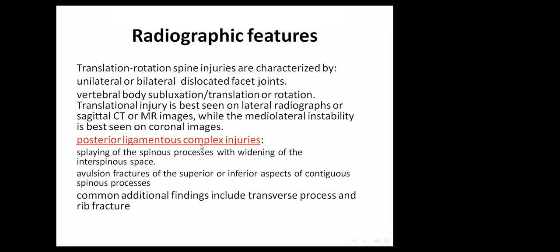Posterior ligamentous complex injury shows widening of the interspinous space, and avulsion fracture of the superior or inferior aspects of contiguous spinous processes. Common additional findings include transverse process and rib fracture.